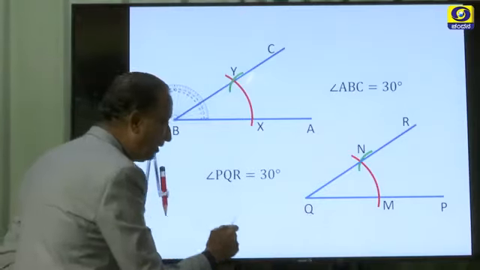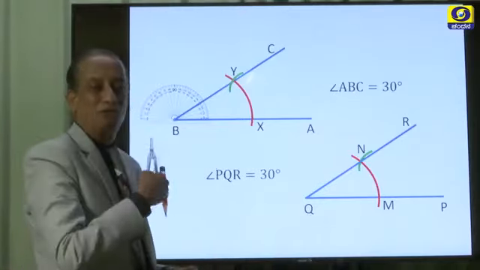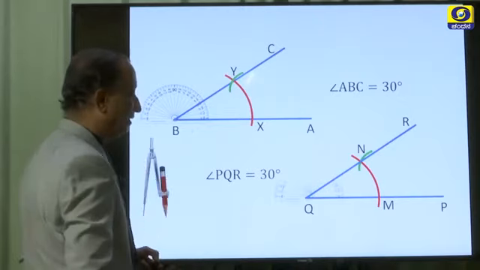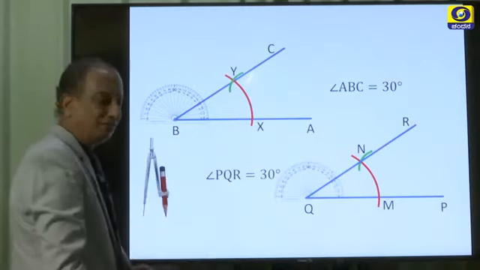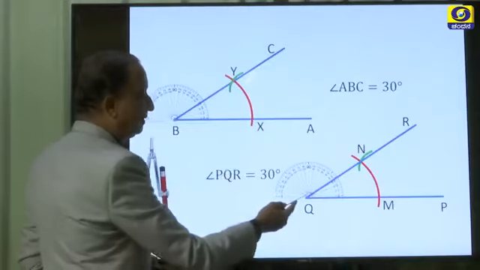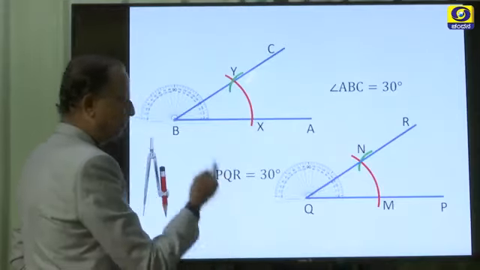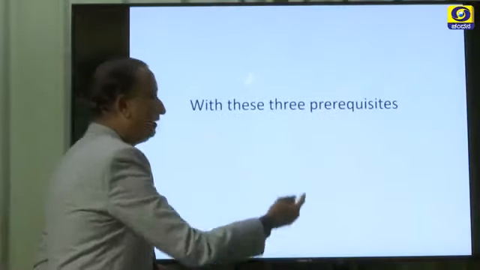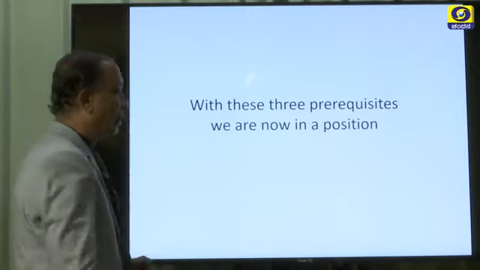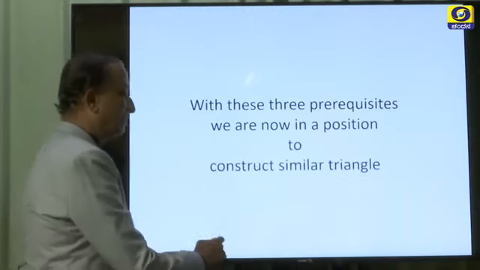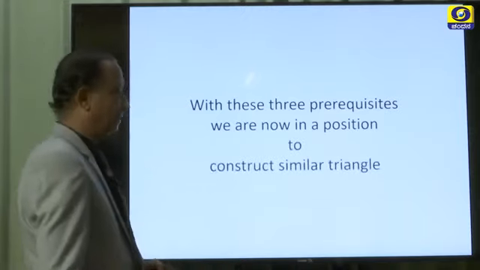So this is one of the important prerequisites for the similar triangle construction. If you want, you can verify here also, keep the protractor and see whether this angle measures 30 degrees or not. For this also you can give justification. So with these three prerequisites, we are now in a position to construct a similar triangle.